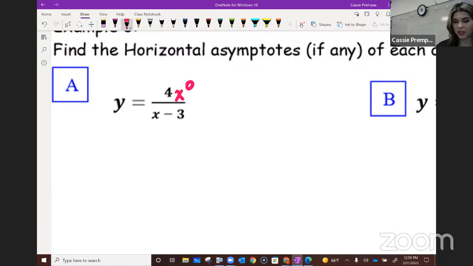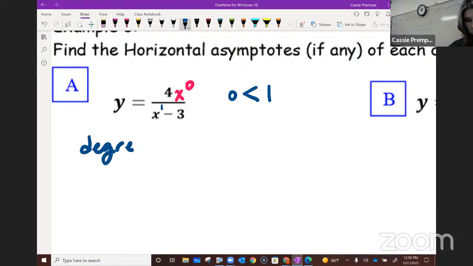Now, if I look at the denominator, what's the degree of the denominator? There's nothing next to the x. What's it understood to be? 1, good. So the degree of the numerator is 0. The degree of the denominator is 1. 0 is less than 1. So that's going to be where I start. The degree of the numerator is less than that of the denominator.